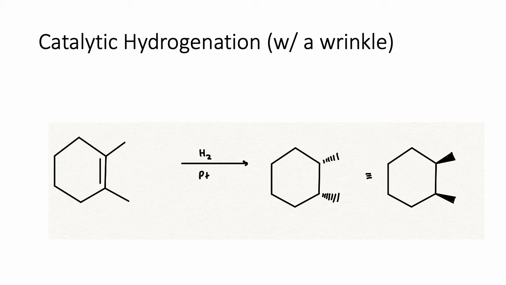So for catalytic hydrogenation, you have to be careful because it's sometimes possible you'll get a meso structure. What I mean by that is you might be tempted to say that these two are different molecules, but they're actually meso structures, so they represent the same molecule, and you can see that by this line that indicates the molecule is symmetrical.